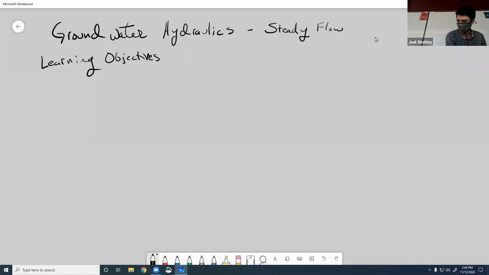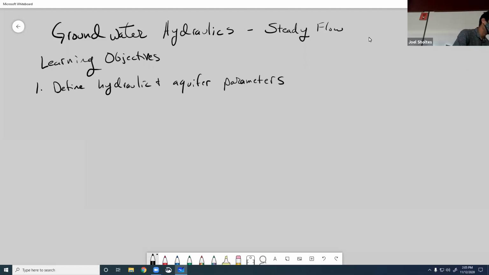And our learning objectives are, first, we're going to define hydraulic and aquifer. There's such a thing as a real mass balance for groundwater. What comes in, a different amount comes out. Is that even possible? Groundwater is tough, man. It is conductivity. So we're going to define hydraulic parameters, conductivity and transmissivity.